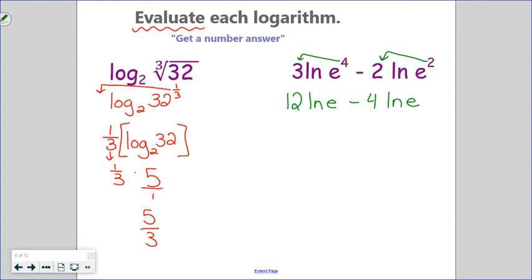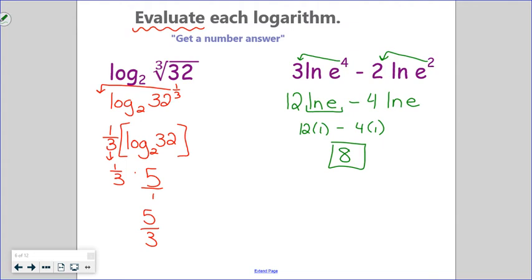Now, again, a couple ways we could go about this, but let's talk about that natural log of e. It is 1. Yeah, same base, or it is e raised to something gives me e. That something has to be 1. The natural log of e is 1. So this is 12 times 1. This is the same thing, 4 times 1. 12 minus 4 is 8.